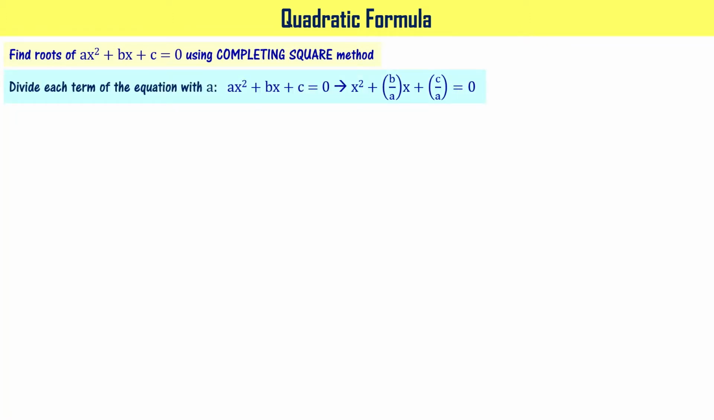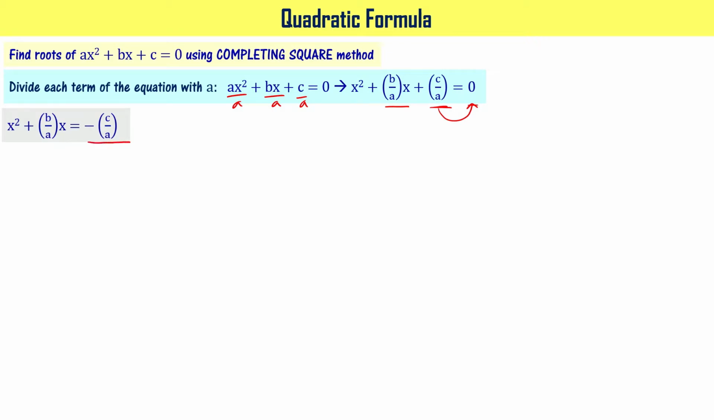For doing that, let us divide each term of the equation by a, so that I can write it as ax square by a plus b by a x plus c by a equal to 0, right? So when you simplify it, it can be written as x square plus b by a times x plus c by a equal to 0, right? Let me rearrange this equation and write it as x square plus b by a times x equal to minus c by a, right? What I have done is transposed this c by a to the other side of the equation, so that I could write it as minus c by a on the other side, right?